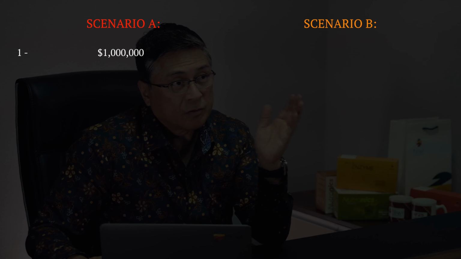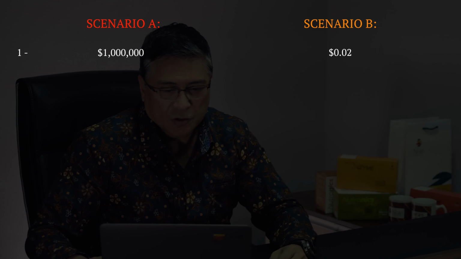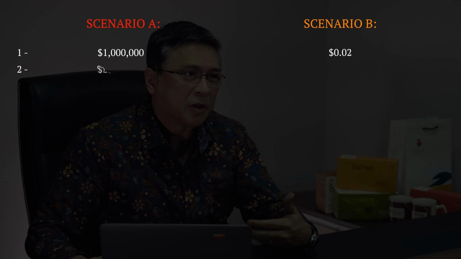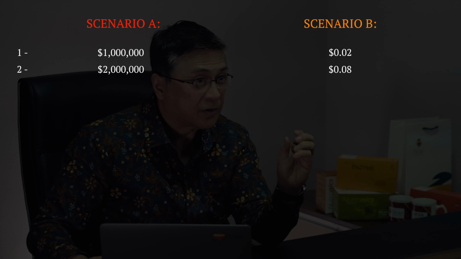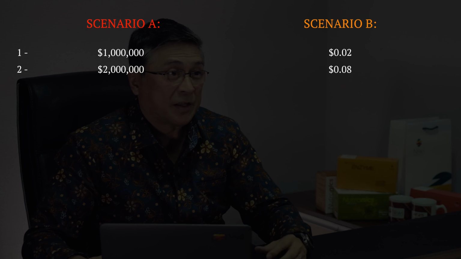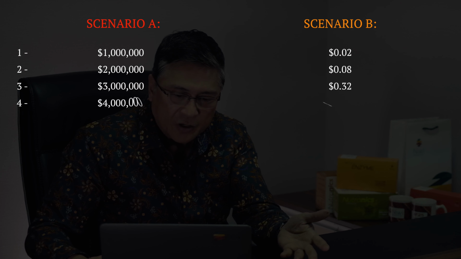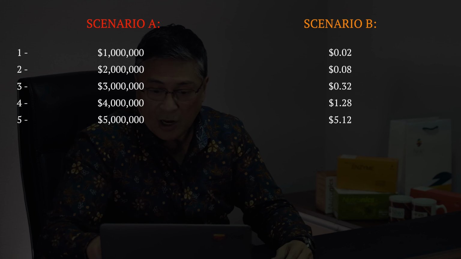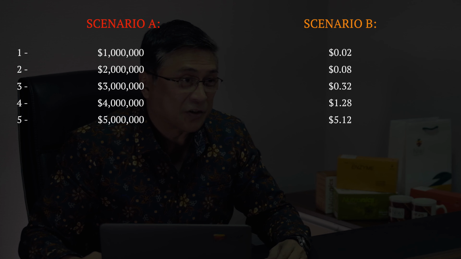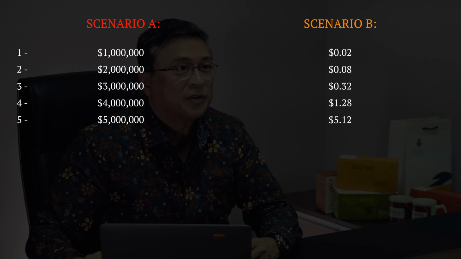The first year, we have 1 penny doubled, that's 2 cents. So nothing much to look at. Second year, you'll see $2 million. Here you have 8 cents because the 2 cents becomes 4 cents and the 4 cents becomes 8 cents at the end of 2 years. And as you go down the line, you'll see that after 5 years, you have $5 million in your account and you now have $5.12 in the other account. So now you can buy maybe 2 or 3 Starbucks coffees.